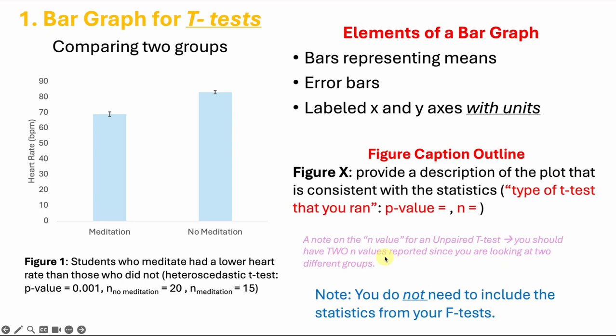And one last note here, you do not need to include the statistics from your F test. So when you're doing the paired t-test, there's no F test. But when you're doing an unpaired, you don't need to include the numbers, which is basically going to be a p-value, from your F test. All you need to state is which test you ran, and that already kind of tells me what your results were of the F test. All right, so here's how you make a perfect graph for t-test.